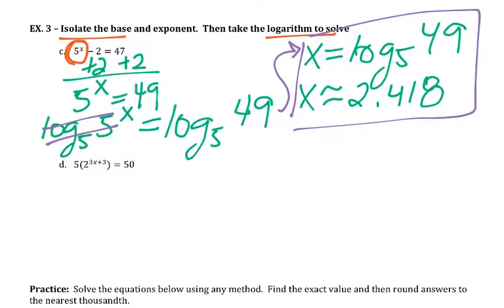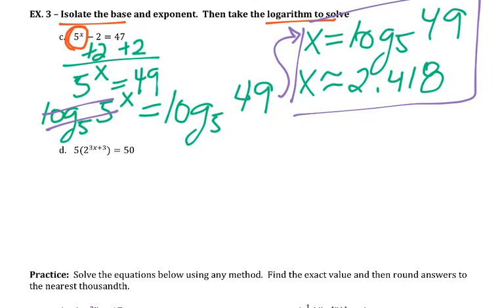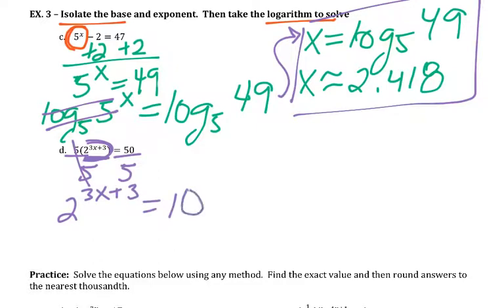Okay, looking at example D, we still want to isolate our base and exponent. So in this case, what we're trying to isolate is 2 to the 3x plus 3. So first I want to get rid of the 5 so I can isolate what's in the parentheses. I do that by dividing because the 5 is being multiplied to this set of parentheses here. So when I divide, these 5's cancel, and I get 2 to the 3x plus 3 equals 10.